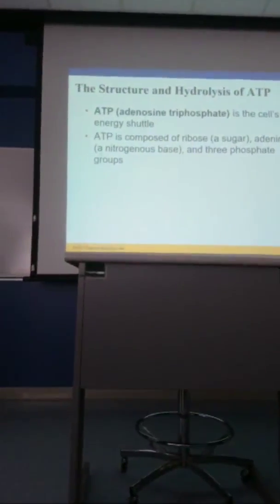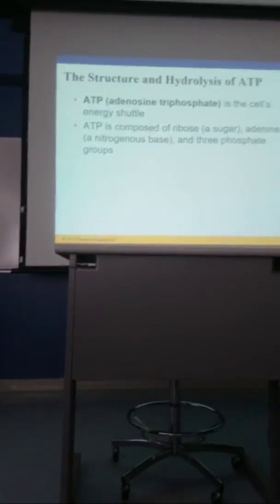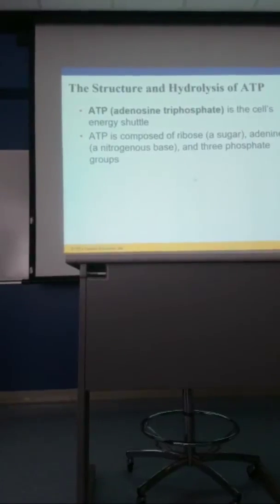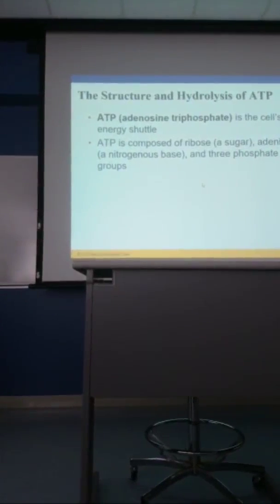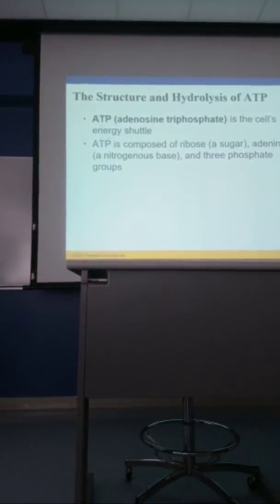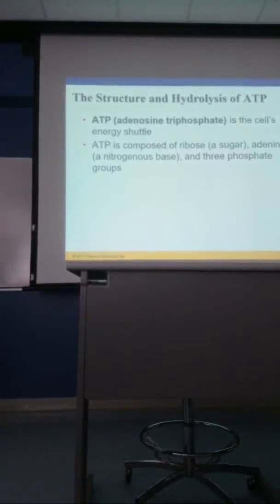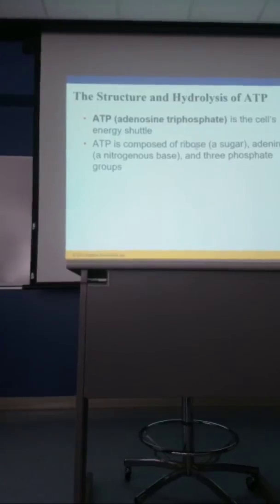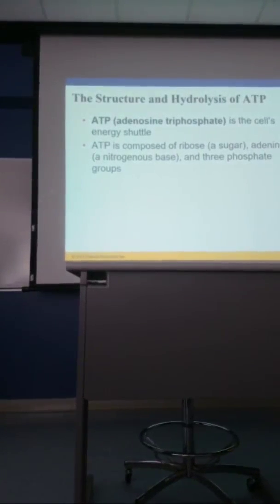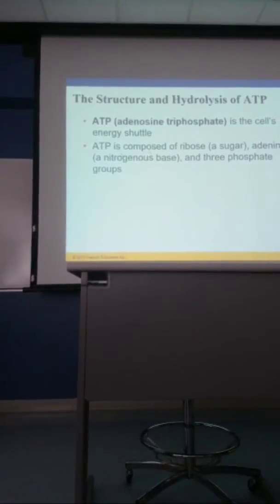Adenosine triphosphate is the carrier. I like to call it a battery. If it's uncharged, it's ADP. Once it's charged with phosphate carrying energy, it's ATP. Notice, ATP is composed of ribose, adenine, and 3 phosphate groups.